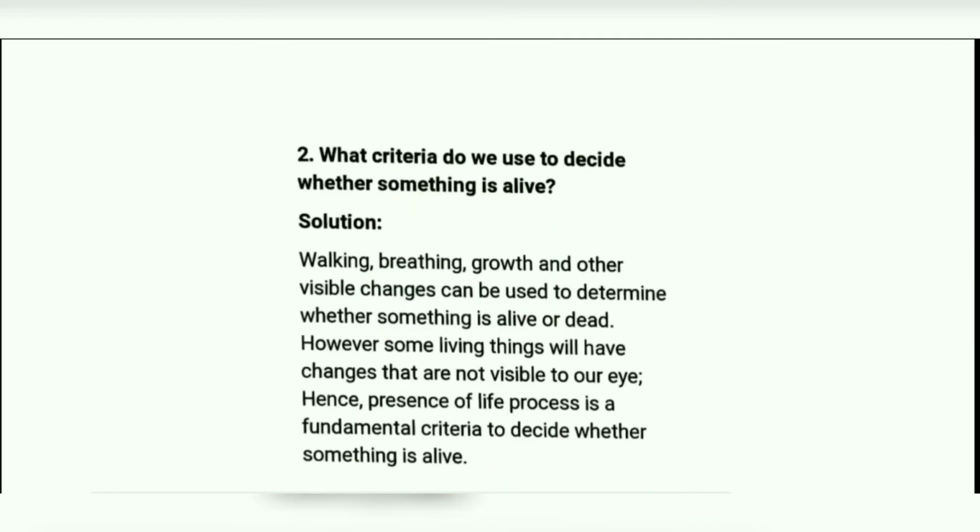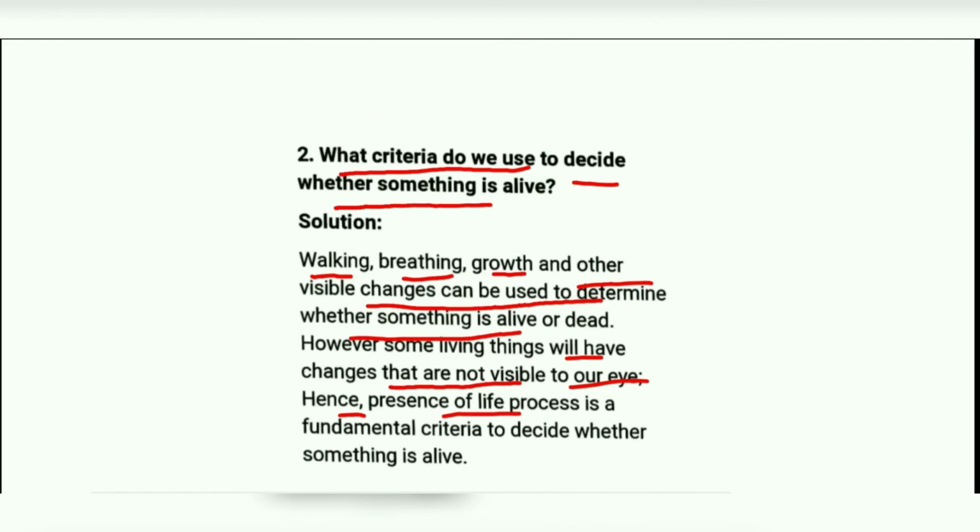Next question. What criteria do we use to decide whether something is alive? Which criteria is required to say that something is alive? Walking, breathing, growth, and other visible changes can be used to determine whether something is alive or dead. But some living things have changes that are not visible to our eyes. Hence, the presence of life processes is the fundamental criterion to decide whether something is alive. Fundamental criteria means nutrition, respiration, excretion, transportation, etc., the eight life processes we have already discussed. Using these, we can decide whether something is alive or dead.